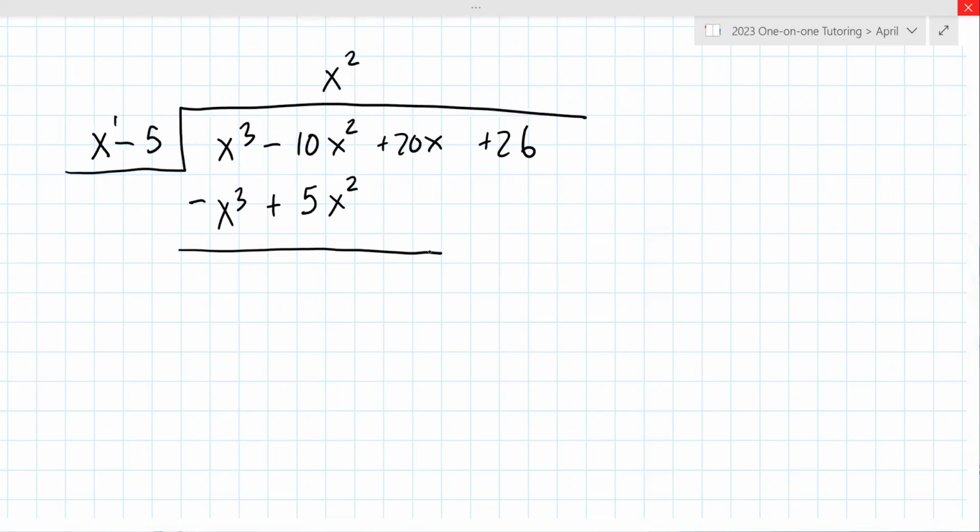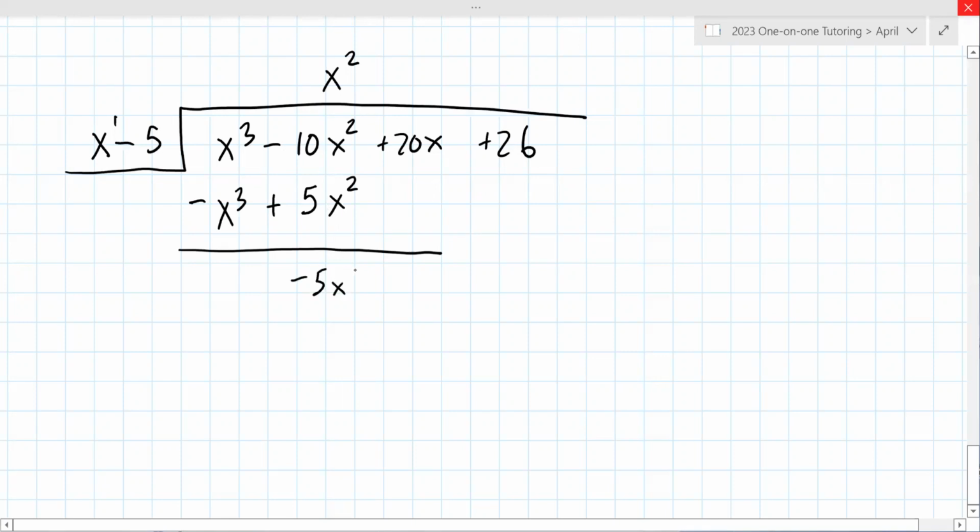So it'd be negative 5x squared. Would we put that above the 20x? The result goes down below. So minus 10x squared plus 5x squared is minus 5x squared. You always move down vertically with the addition, and then bring the 20x down. Whatever's the next one, it just comes down.